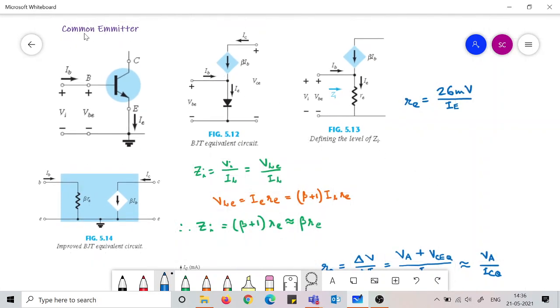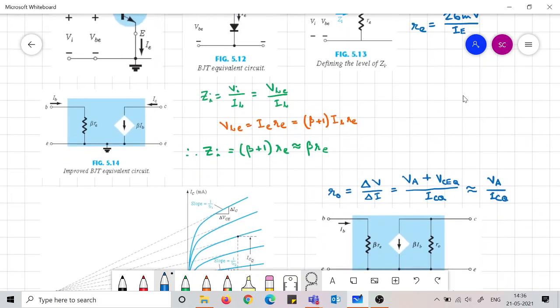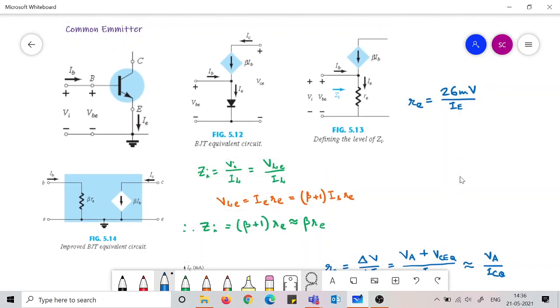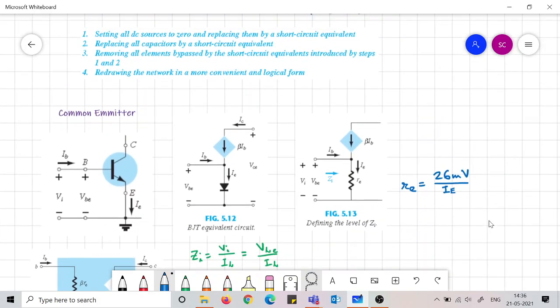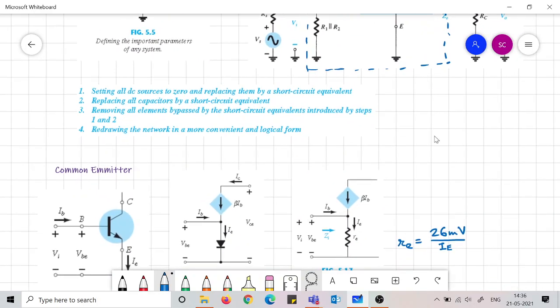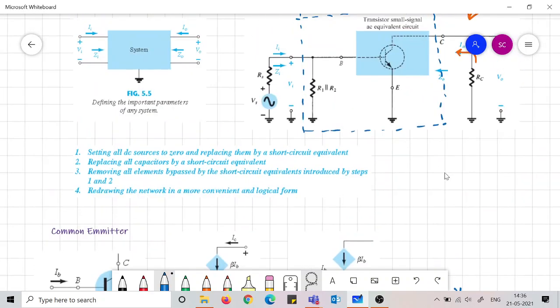So anyway, let us see one by one what we have here. So first, the common emitter. In the common emitter, we are calculating only the Zi in this case, trying to do some analysis. Okay, sorry, I was skipping some steps here.